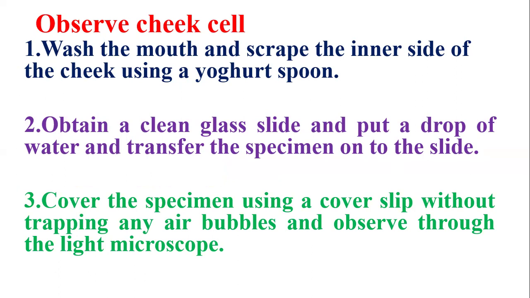Observe the cheek cells. Steps: Wash the mouth and scrape the inner side of the cheek using a yogurt spoon. Obtain a clean glass slide, put a drop of water and transfer the specimen onto the slide. Cover the specimen using the cover slip without trapping any air bubbles and observe through the light microscope.